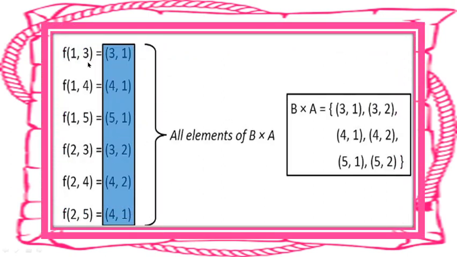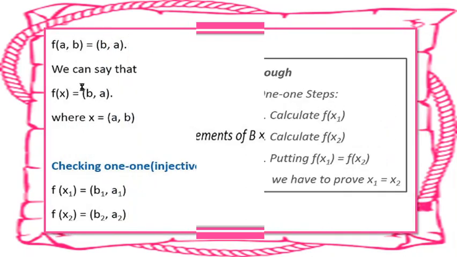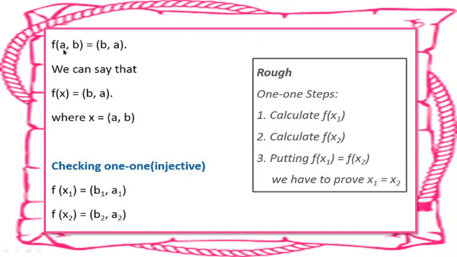Now f of (1, 3) will definitely be equal to (3, 1). f of (1, 4) is (4, 1). f of (1, 5) is (5, 1). This way we will have all the swapped pairs in return. And all these pairs highlighted with blue color are all elements of B cross A. If we calculate B cross A, you will find all these elements there. Now, the function is defined as f of (a, b) equal to (b, a). We can simply say that f(x) equals (b, a), where x is equal to (a, b).